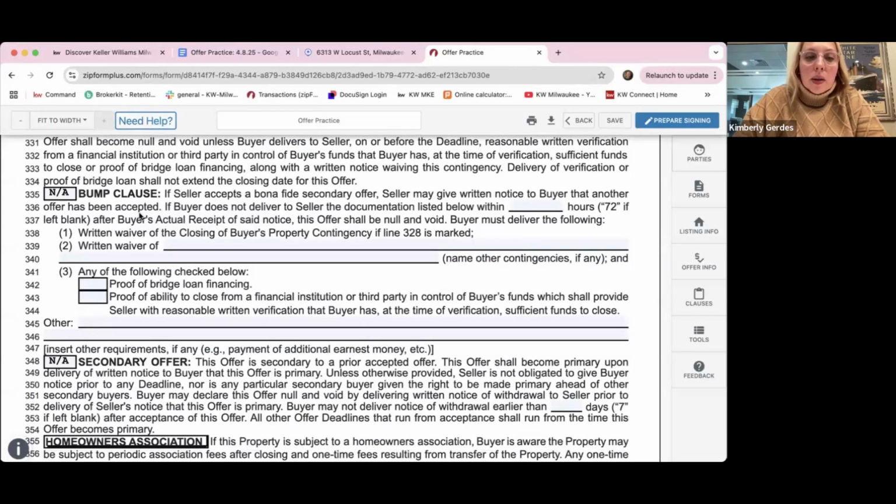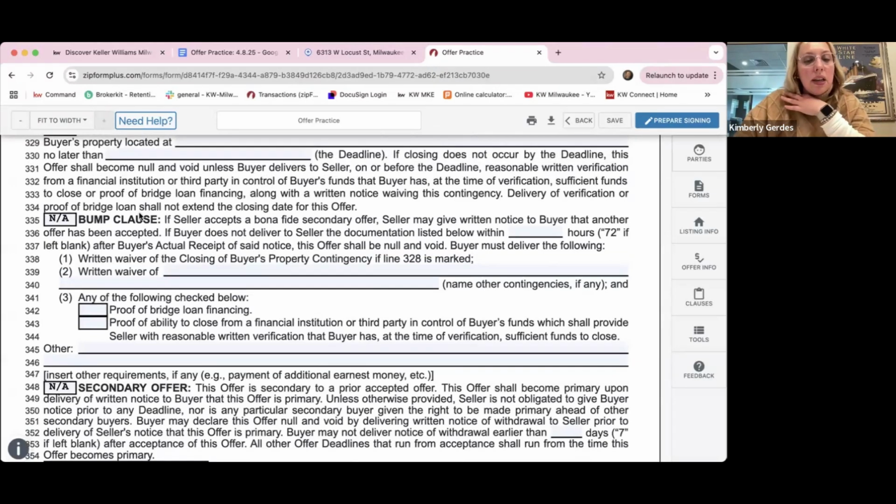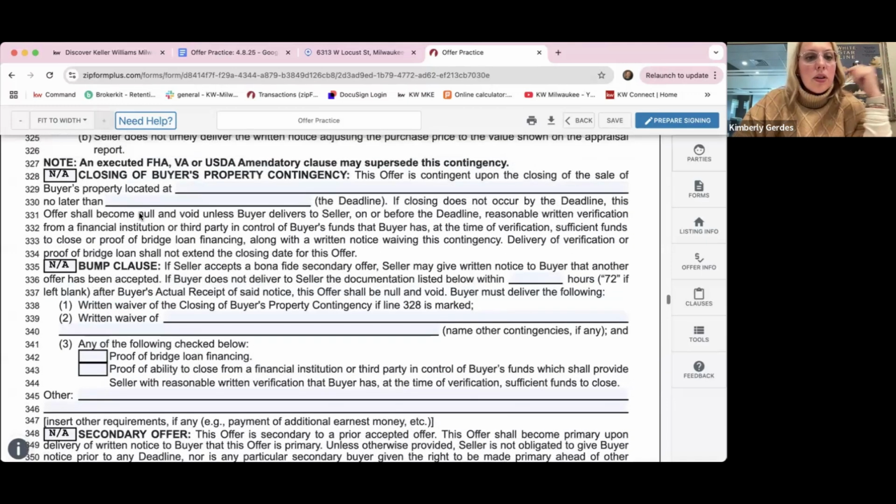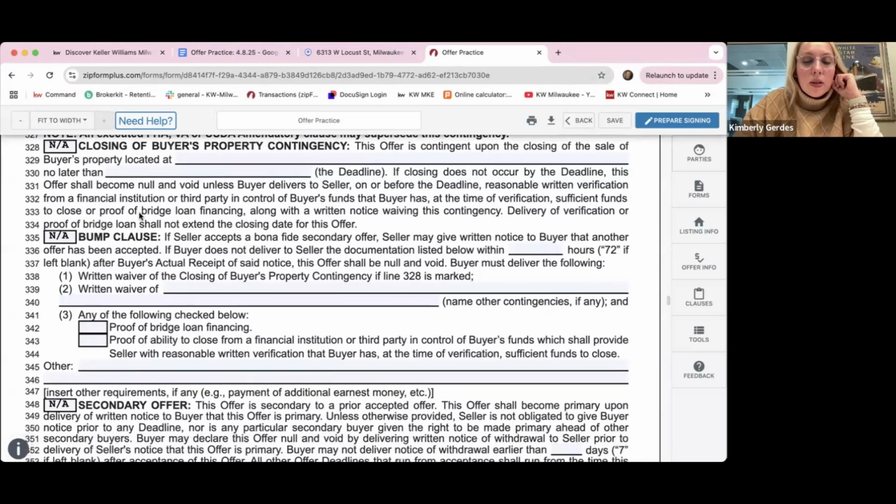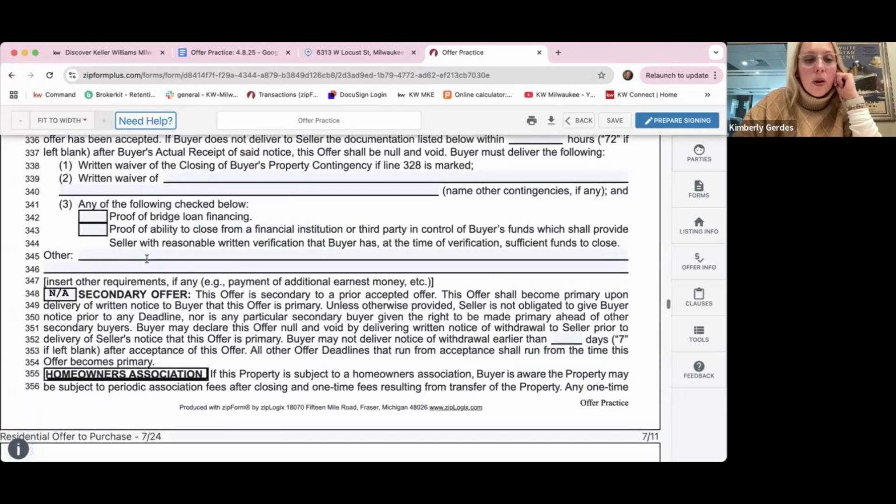And a bump clause typically accompanies a home sale contingency. It gives the seller the chance to bump the offer out of primary position. I want to say we're doing home sale contingencies and bump clauses next week in contract training. So more to come there.